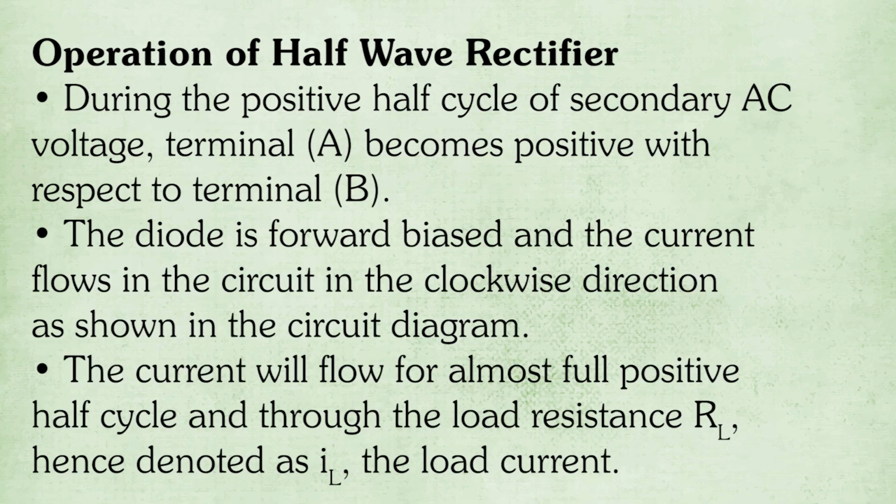The current will flow for almost the full positive half cycle and through the load resistance RL, hence denoted as IL, the load current. So, for the positive half, when it acts as a forward biased condition for the diode, the current starts flowing through the diode and it flows through the load resistance, and that current is called the load current and it is denoted by IL.